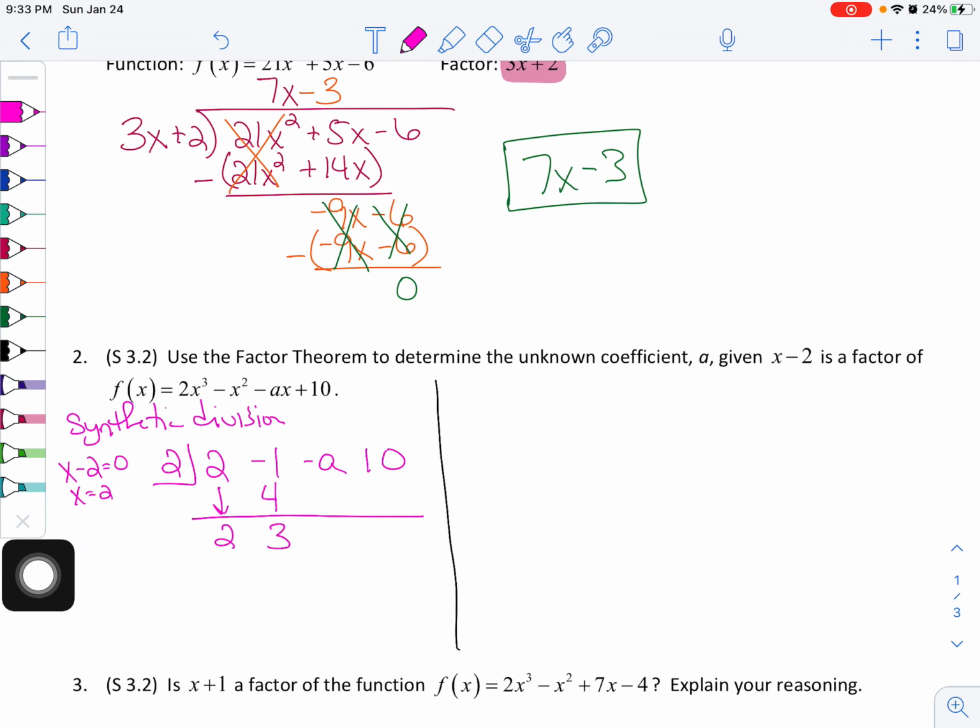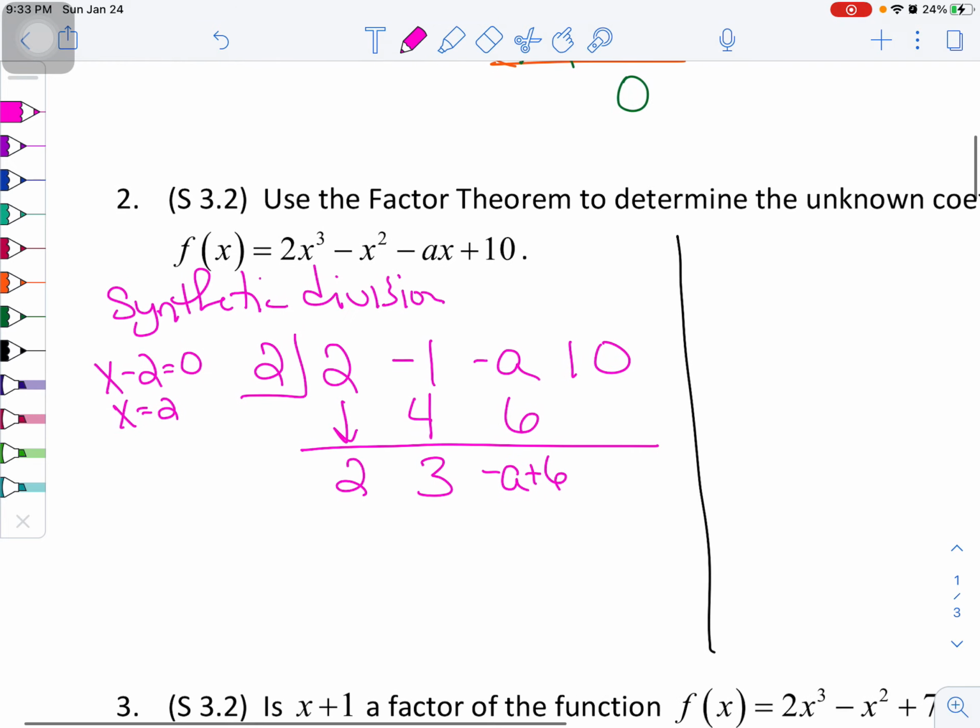Negative 1 plus 4 is 3. 2 times 3 is 6. Now be careful when you add this up. Negative a plus 6 is just negative a plus 6. It becomes two separate terms just held together with addition. Now I'm going to zoom in so I have a little bit more space here. I'm going to take each of those terms and multiply it times 2. So negative 2a plus 12.